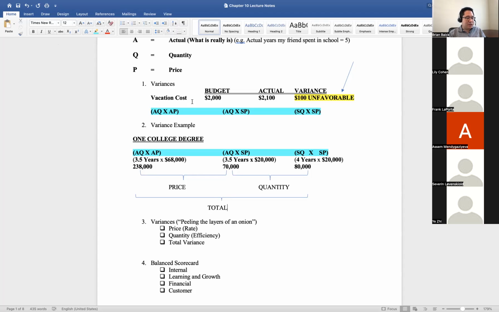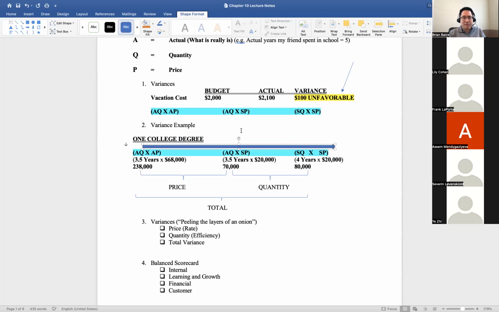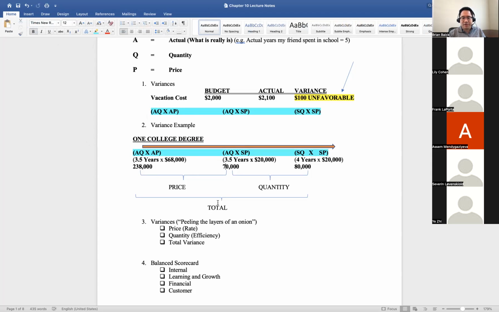Okay, anybody have any questions on that so far? All right, and then when you look at the variances, we're going to do everything from left to right. Okay, so everything is from left to right. What does that mean? Let's look left to right.